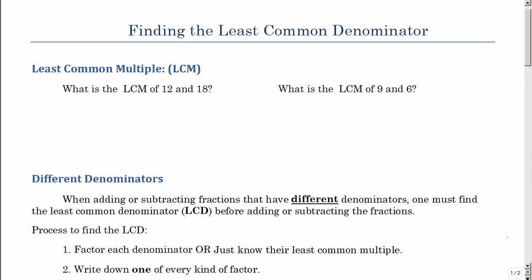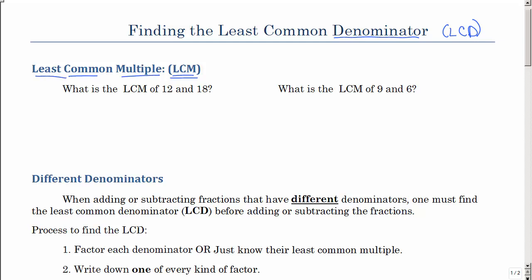How do we find that least common denominator, or we refer to that as the LCD? Well, let's go back to that least common multiple, the LCM. Believe it or not, the LCM and the LCD are really the same thing. It's just that a multiple is a number where if it's a denominator, it needs to be at the bottom of a fraction. So let's go back to that least common multiple.